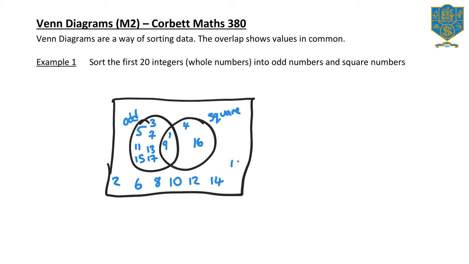18 is even and not square. 19 is odd. And 20 is even and not square. So that's our numbers 1 to 20 sorted into odd numbers and square numbers, and we can see that the numbers 1 and 4 are both odd and square.